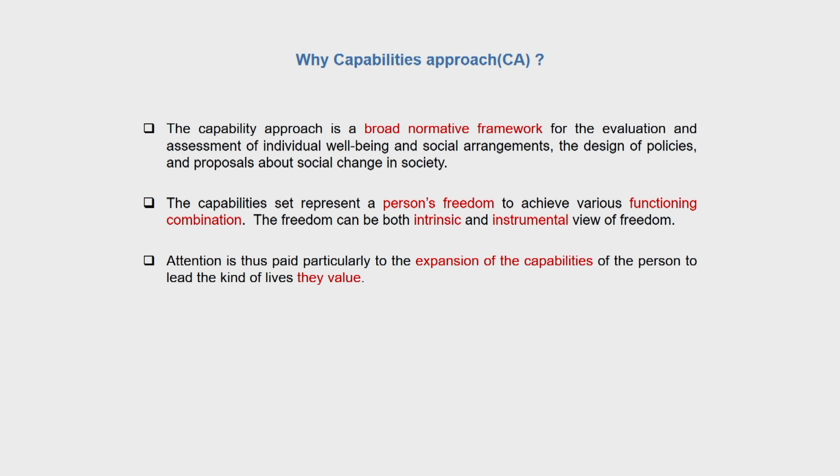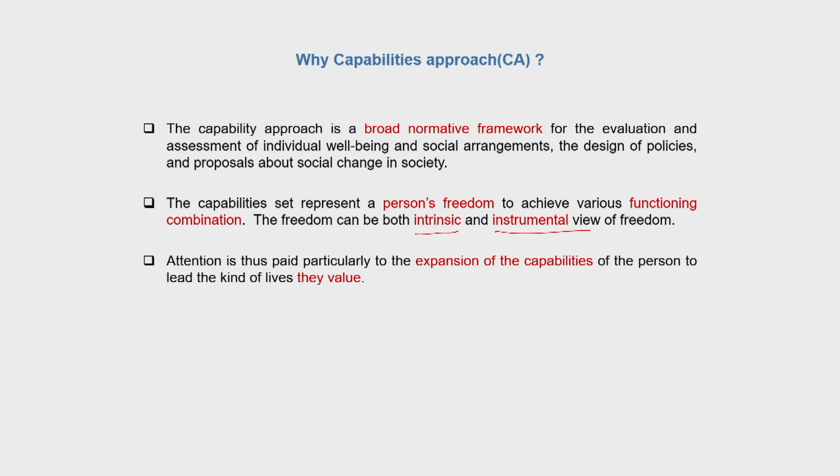In the context of the last class also, we can look at the capability approach as a broad normative framework which is used for evaluation and assessment of individual well-being and social arrangements, the design of policies, and proposals about social change in society. The capability set represents a person's freedom to achieve various functionings, combinations, and the freedom can be both an intrinsic and instrumental view of freedom. This is something that we will look at in some of the future classes.